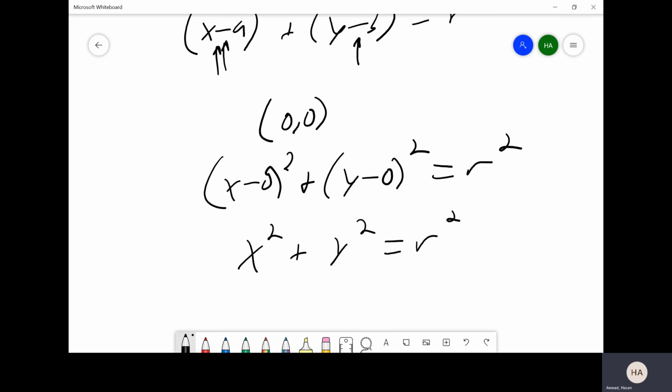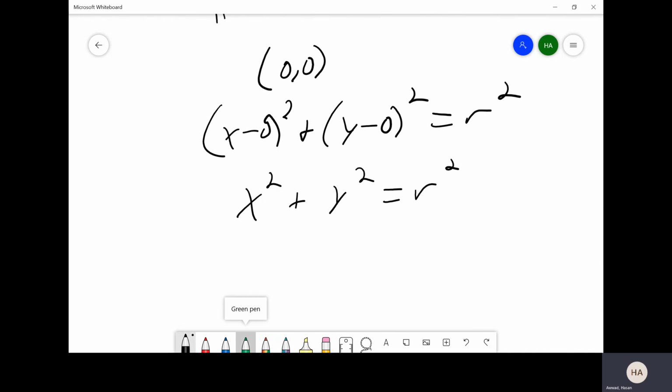And when r is 1, r squared is also 1, and you would have, and I'm just going to write this in green because r is not always going to be 1, x squared plus y squared is equal to 1, and we call this the unit circle. The unit circle comes into play quite a lot. It's not going to be super big in this class, but it comes into play a lot in the next class.